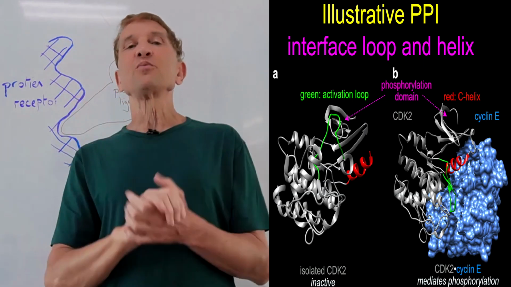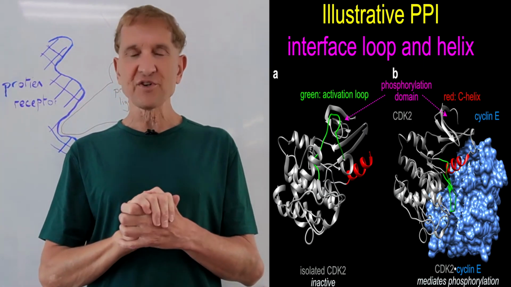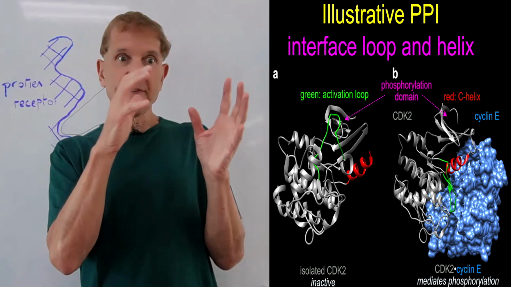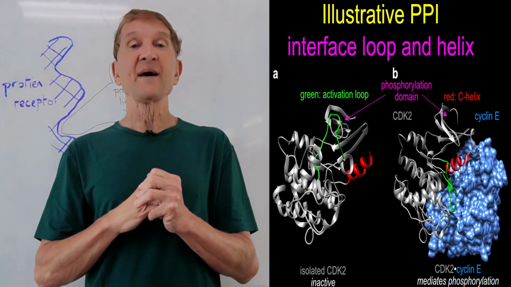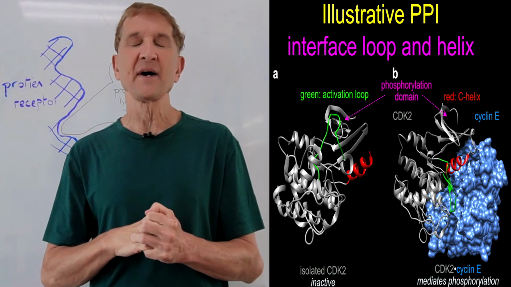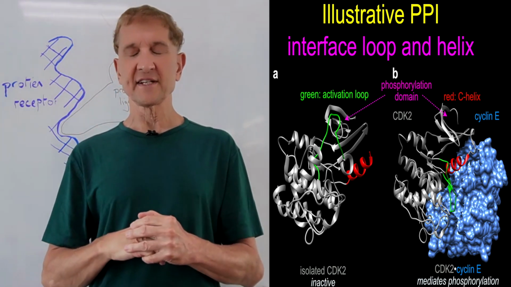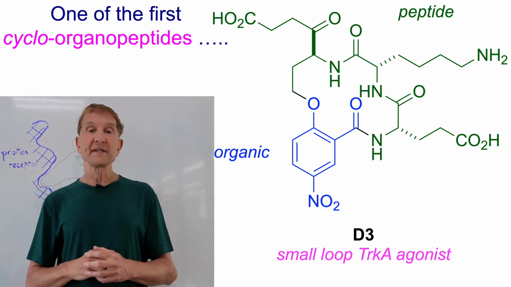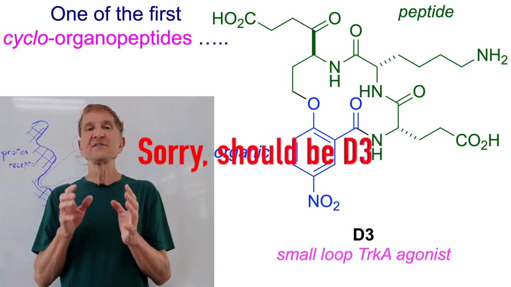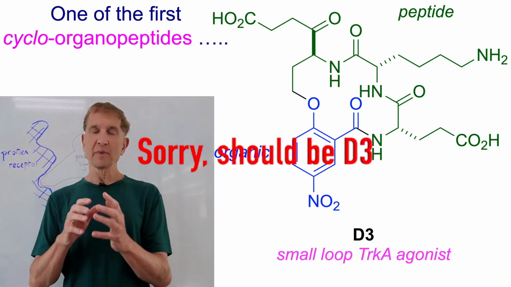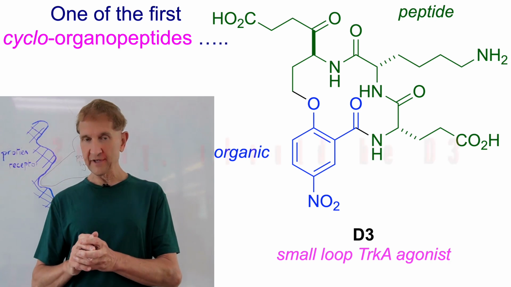This is a real protein-protein interaction, one we're interested in. It has an interface loop, and it has an interface helix too. And we're also making helical mimics in my lab, but I won't talk about that today. The very first loop mimics that we made included a compound called D2. D2 is a mimic of a loop in a neurotrophin.